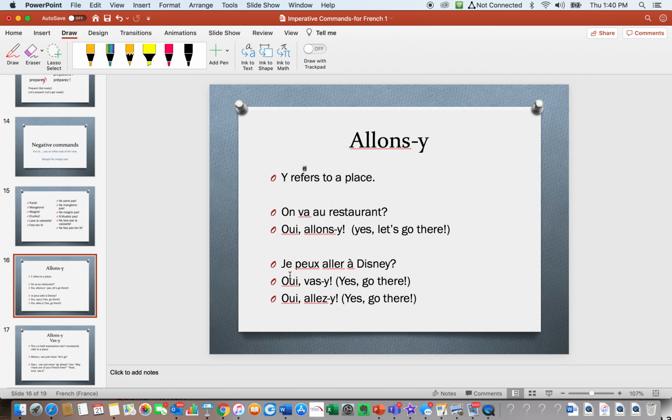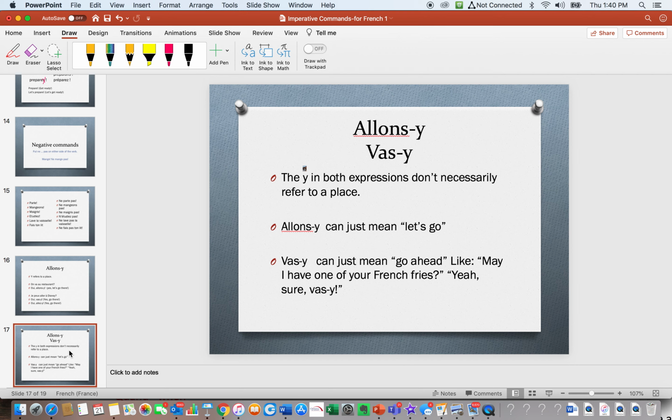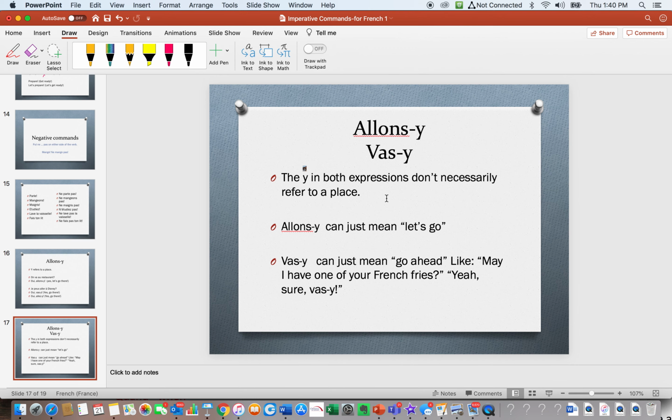Je peux aller à Disney? Oui. Vas-y. Okay, yes, go there or go ahead. Or if you're talking to two people, you say, oui, allez-y. Yes, go there. Remember, we learned that if va is followed by a Y, we leave the S there. Okay? The Y in the expressions doesn't necessarily refer to a place. Allons-y can just mean let's go. Vas-y can just mean go ahead. Like, can I have one of your French fries? Sure, go ahead.